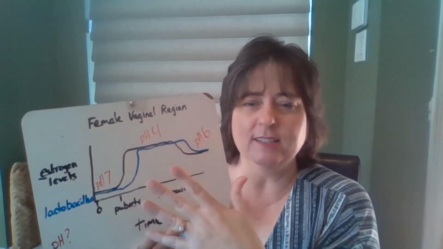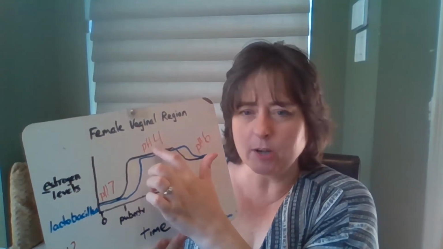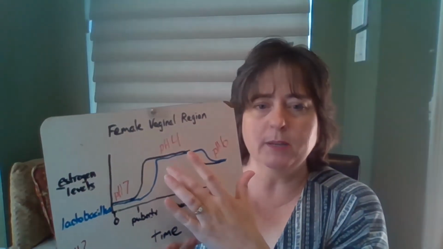That's why they tell you not to do douching and those types of things. Those alter the pH. It's better to go with those natural things. We already have some protection from that. So pH 4 is good.